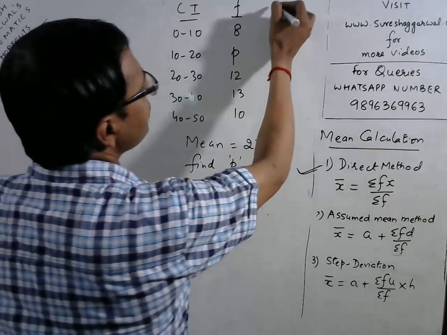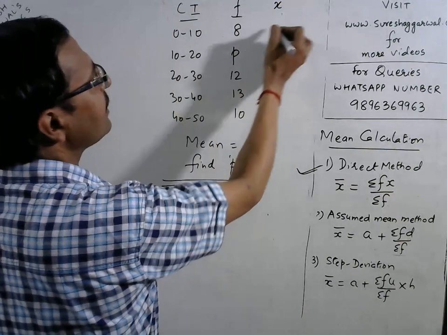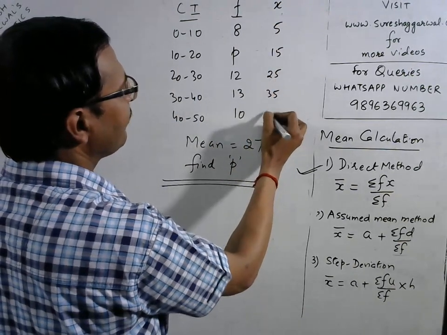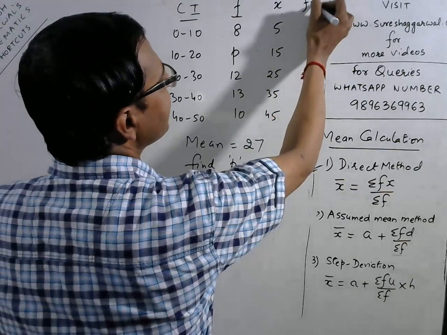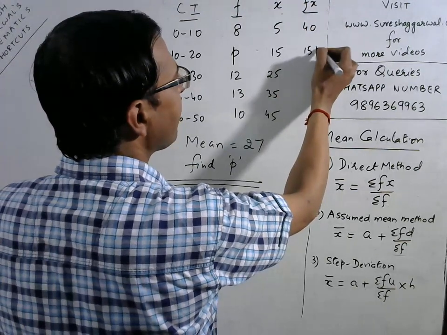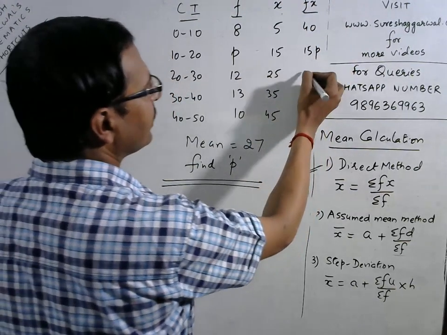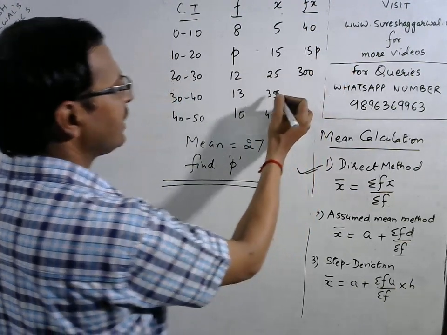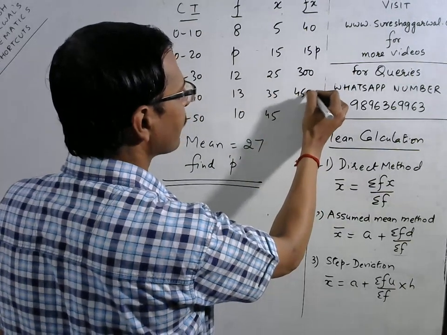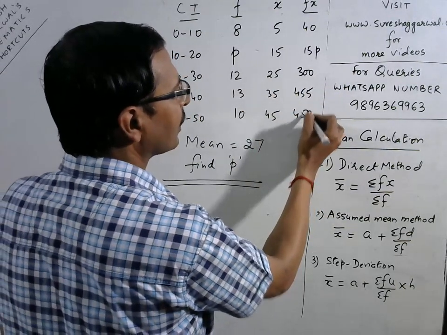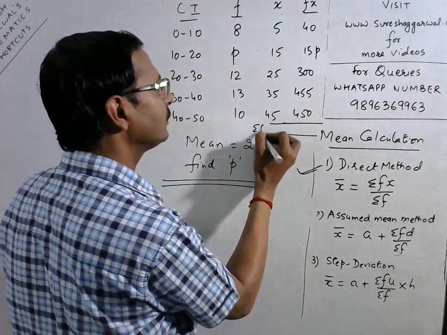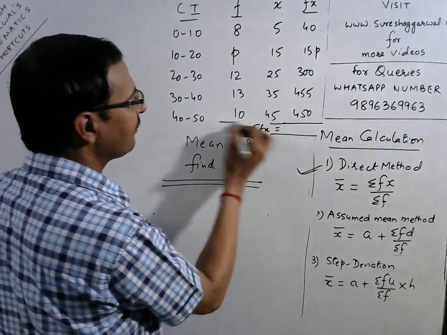Now see, I'll just demonstrate it. Find x. 0 to 10 means 5, 15, 25, 35 and 45. And now f into x, direct method. 8 into 5 is 40, 15 into P is 15P, 25 into 12 is 300, 35 into 13 is 455, and 45 into 10 is 450. Now you have the value of sigma fx here and obviously sigma f here.